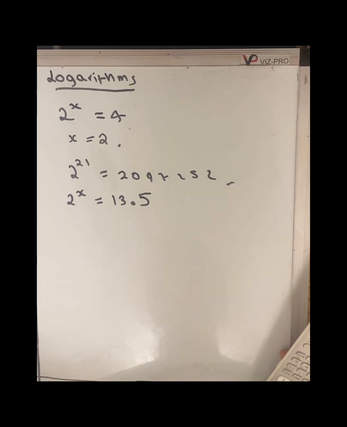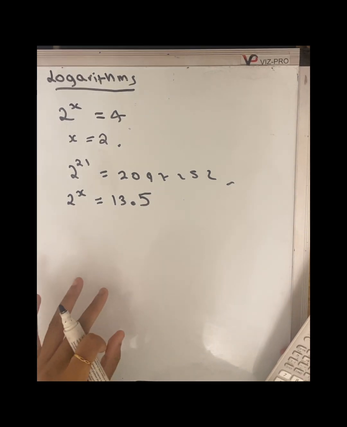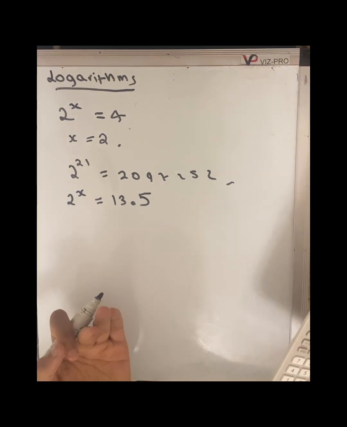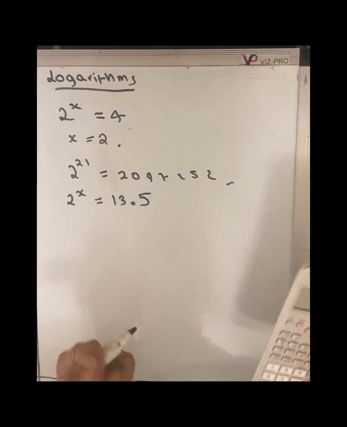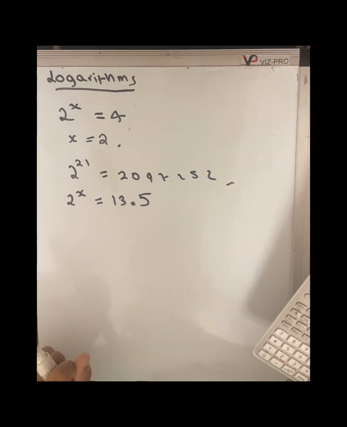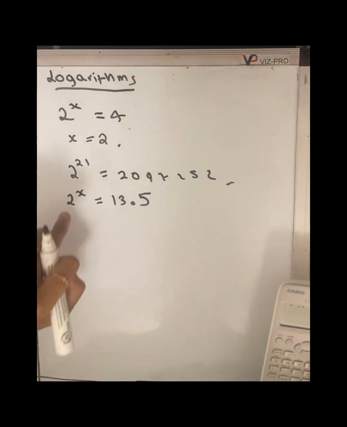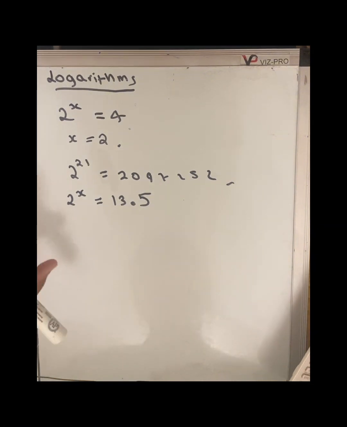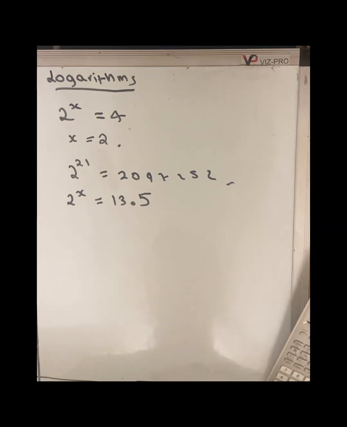To solve that using a calculator, the only way is by doing logarithms, because it's very, very hard to think of that in your head. Even if I gave you 2 to the power of 13, that would be very difficult. But there is an exact value of x at which 2 to the power of x equals 13.5. And to do that, we use logarithms.